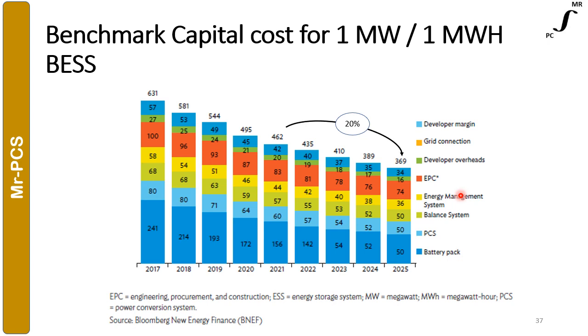This slide benchmarks the battery capital cost for 1 MW per 1 MW hour considering cost of battery pack, PCS, energy management system, EPC and development cost, and also cost of connecting to grid. As indicated in this slide, significant price reduction likely to occur till year 2025. The price reduction, although is to the tune of 67% on battery pack, however, considering contribution due to PCS, balance of supply, energy management system, EPC overhead, grid connection, and project margins, the net price reduction limits to 20%.